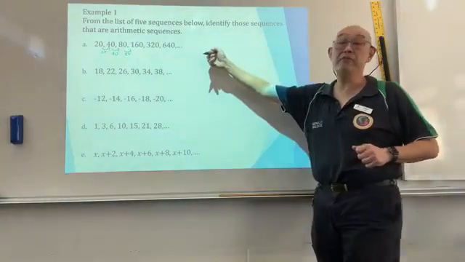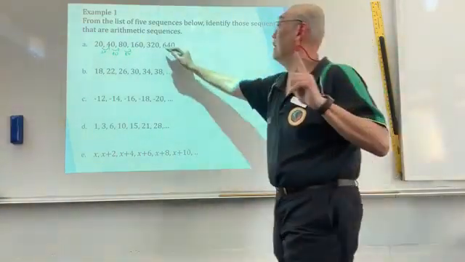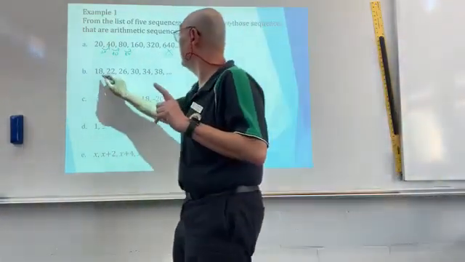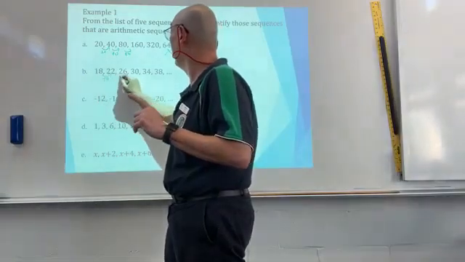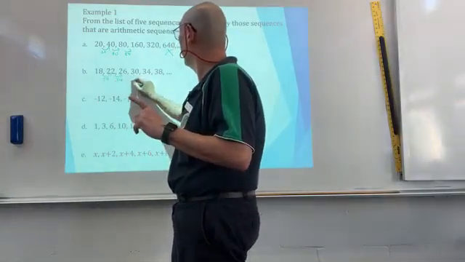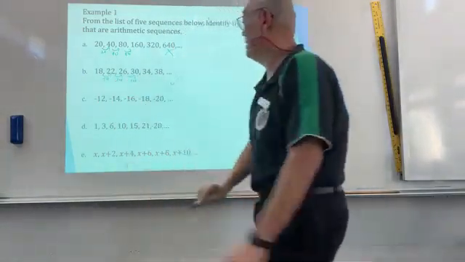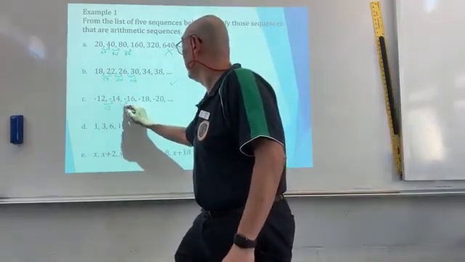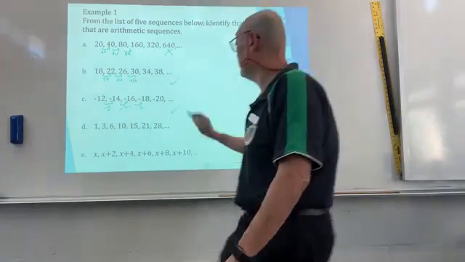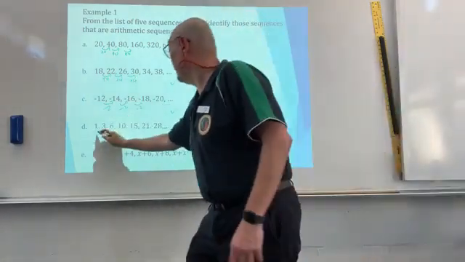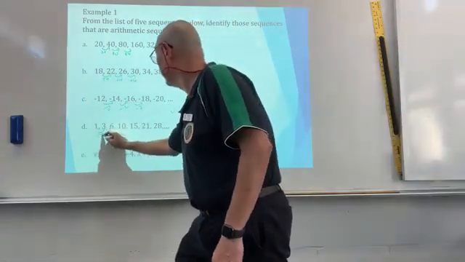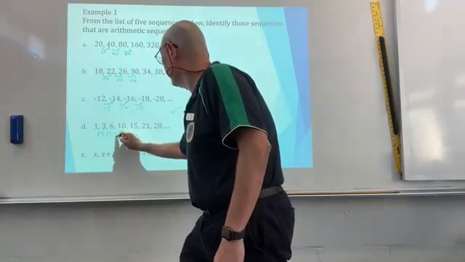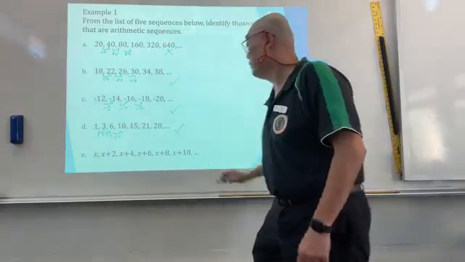So is that an arithmetic sequence? It is not. What about this? Plus 4. Yes. Plus 4, plus 4. So it is an arithmetic sequence. This one is minus 2, minus 2, minus 2. Arithmetic sequence. This is plus 2, plus 3, plus 4. So it's not an arithmetic sequence.